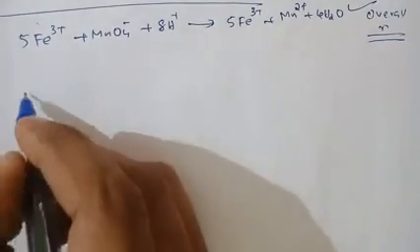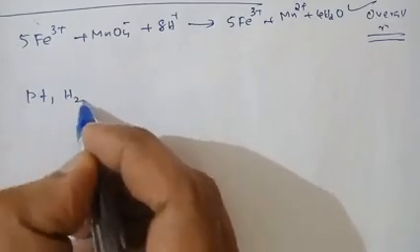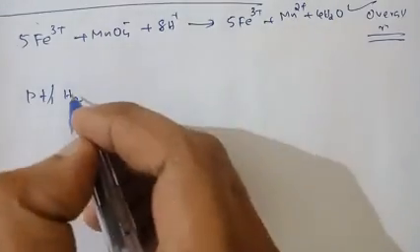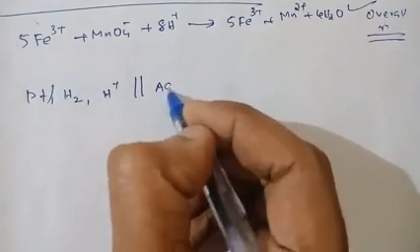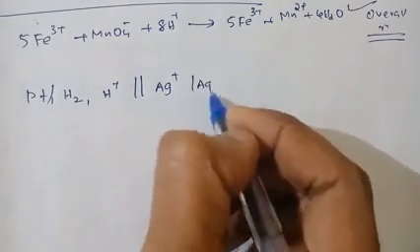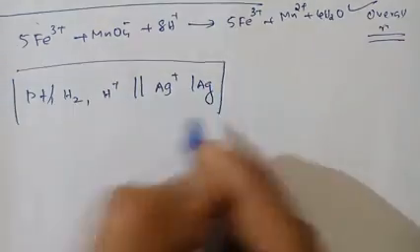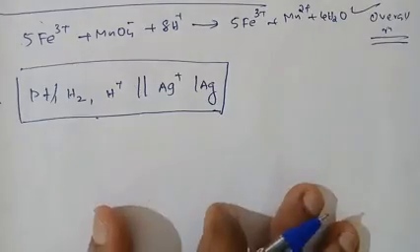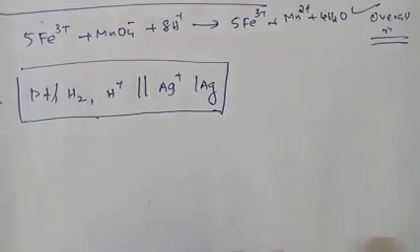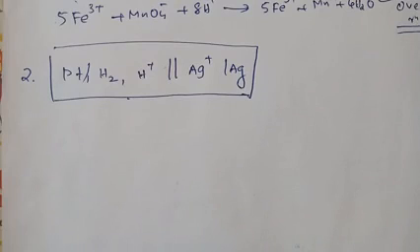Second question: Pt bar H2 gas is there, comma H plus is there, salt bridge is there, Ag plus bar Ag is the cell representation. We have to make it into the cell reaction. That means anode reaction, cathode reaction, overall reaction. How can you calculate? Try to get the answer. Just pause the video and try to solve as I did in the previous question.